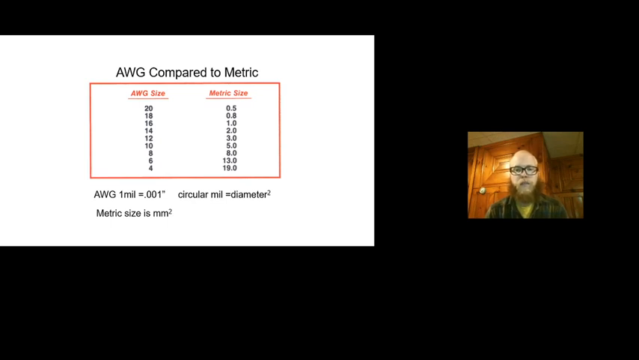And then for metric, which is what we would see from imports, Volkswagen, most of our Asian vehicles, right? Because these countries use the metric system because they're not as stubborn as we are. These are the diameter squared of the wire. So this works the way that you would think it should work: the bigger the number for the metric system, the thicker the wire is. So down here at the bottom, that 19 metric sizing for a wire and a 4 gauge, we're getting up towards battery cable sizes there.